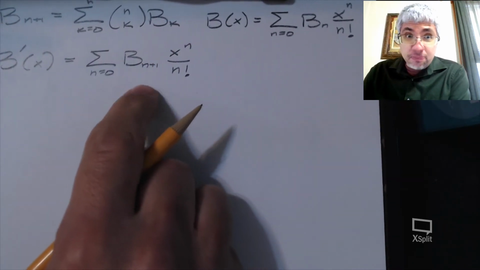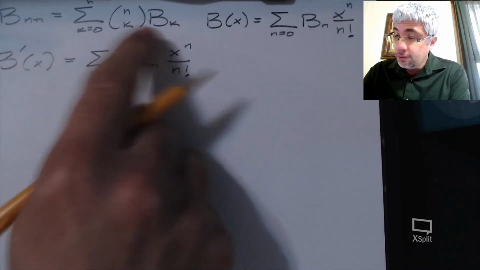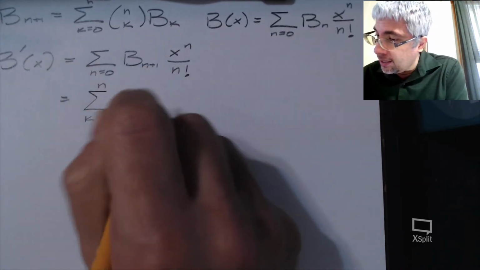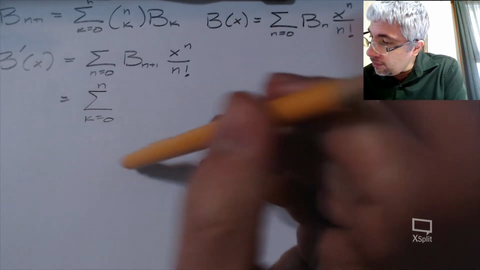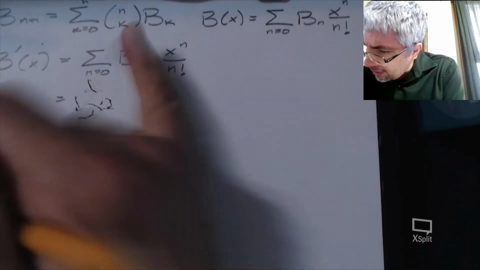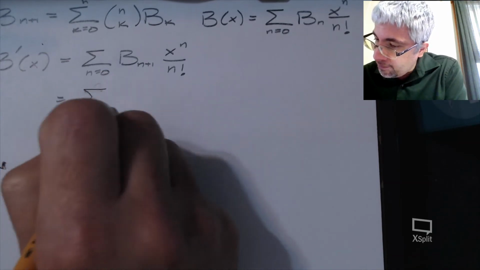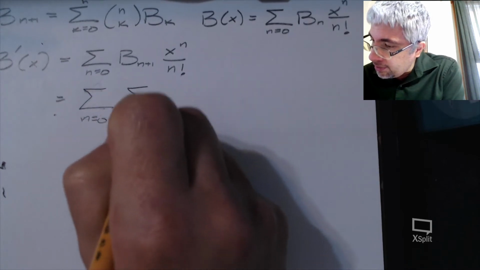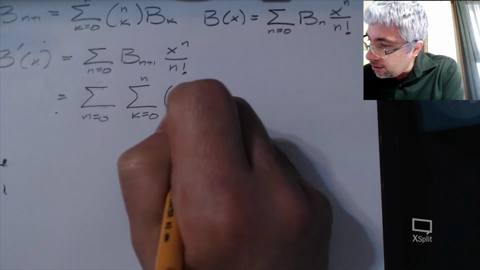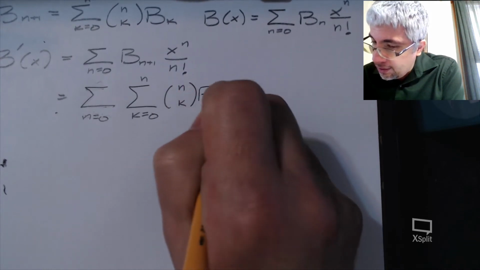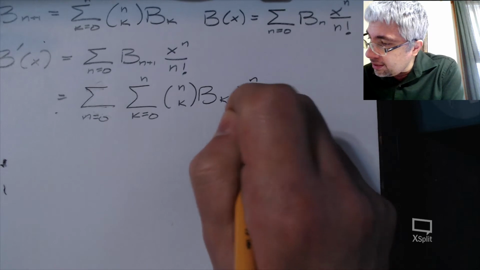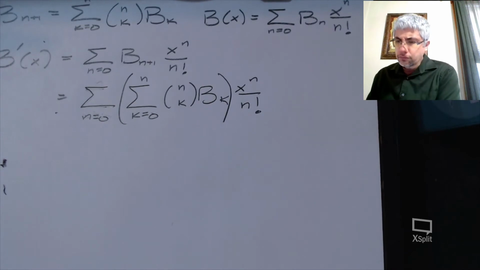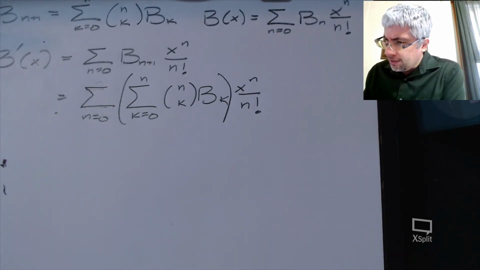And then I can just plug in from here, because that's equal to this. So what do I get? I'm plugging that in on the inside. So this is the sum from n equals 0 of the sum from k equals 0 to n of n choose k, b sub k, x to the n over n factorial, like that. Okay, so let's think about this for a moment.